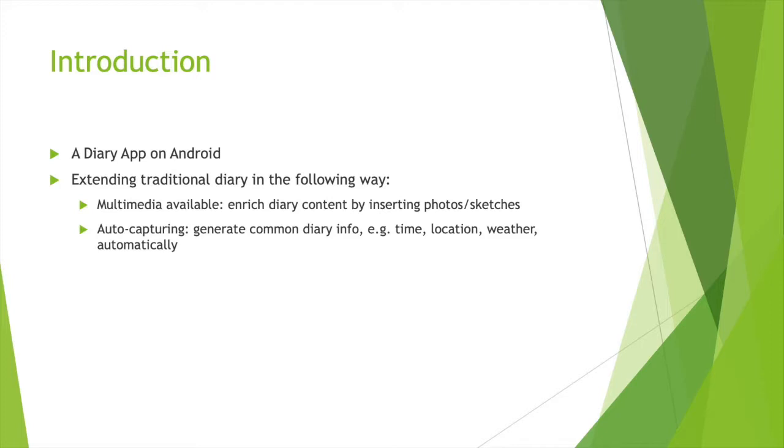In other words, we want users to be able to at least take a photo or draw a sketch and then insert it into the diary. In addition, sometimes when writing diary, some people do not bother writing usual information such as date and weather, when they feel annoyed writing such things every day repeatedly. Hence, we have decided to make an auto-capturing function that can automatically get the information like date, location, and weather via sensors on Android devices.